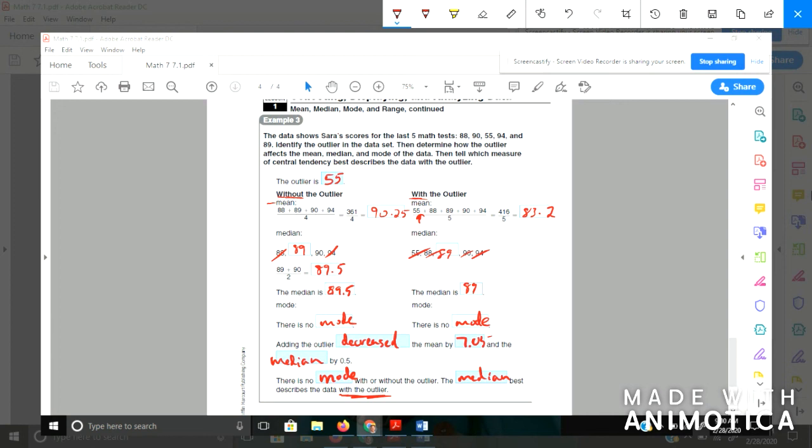And you'll find that actually a lot of the times that's the case, because when you have an outlier, it really drops or increases your average. But if you only have one outlier, it most of the time doesn't do a whole lot to your median. So your median is usually your best central tendency measure when we're dealing with outliers.